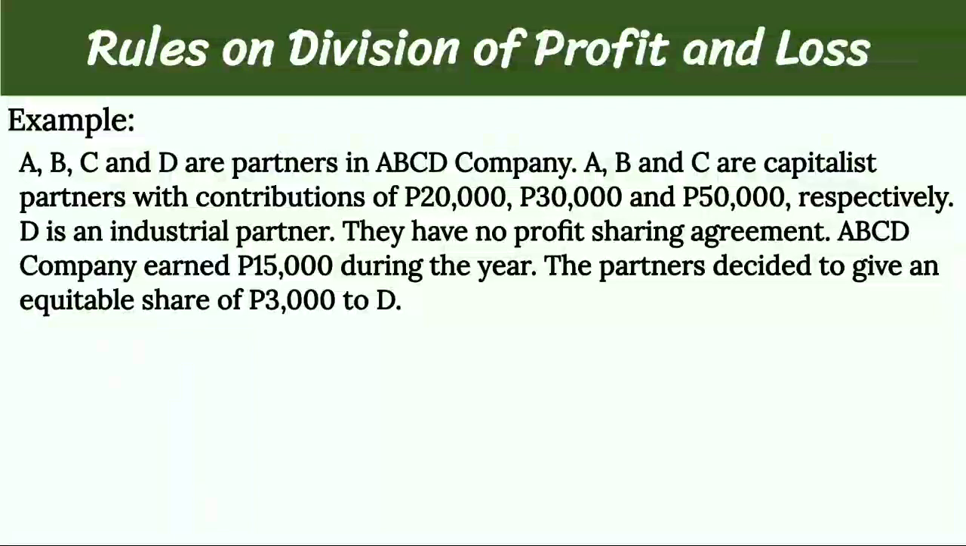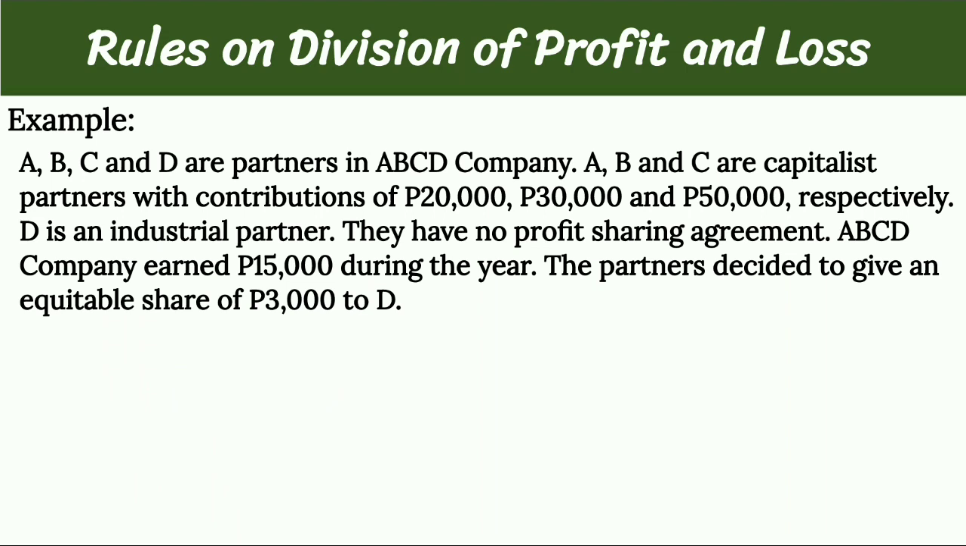A, B, C, and D are partners in A, B, C, D company. A, B, and C are capitalist partners with contributions of 20,000 pesos, 30,000 pesos, and 50,000 pesos, respectively. D is an industrial partner. They have no profit-sharing agreement. A, B, C, D company earned 15,000 pesos during the year. The partners decided to give an equitable share of 3,000 pesos to D.